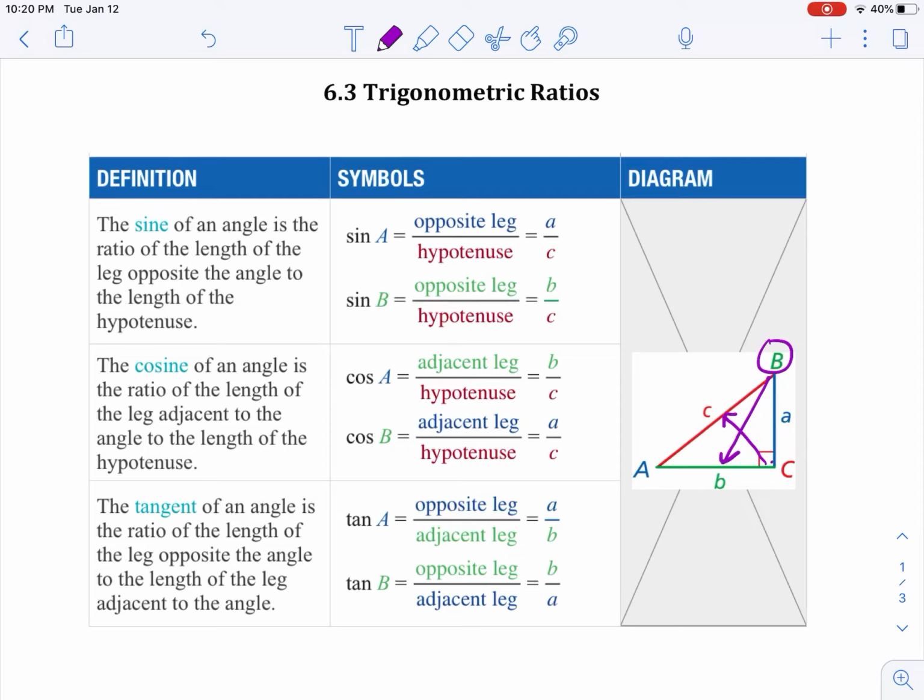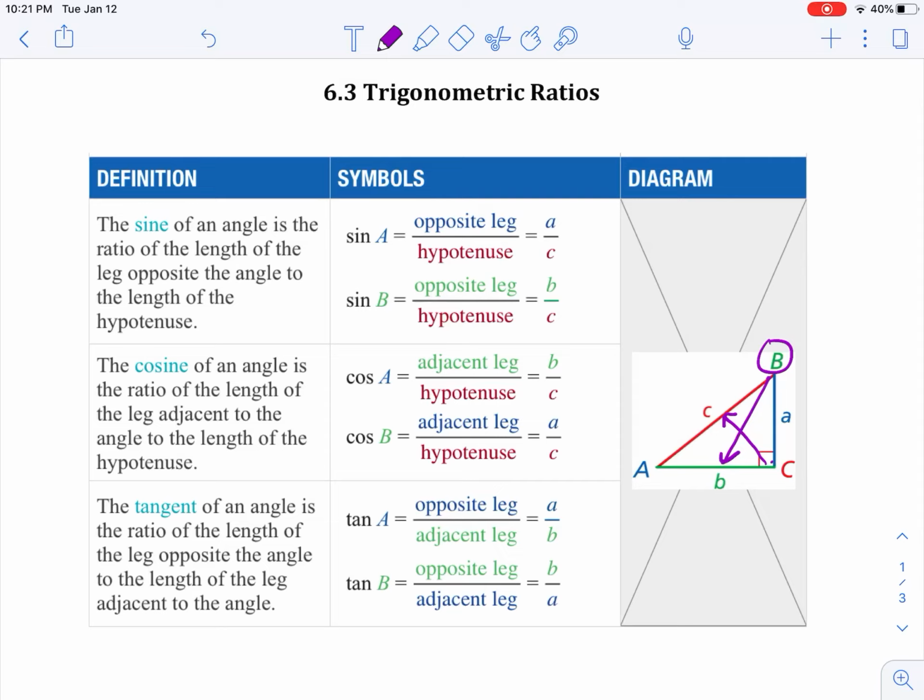So adjacent is a synonym for the word next to. So you want to figure out what side is opposite the angle, what side is next to the angle, and where is your hypotenuse. And we're going to create fractions. We're going to pick two of those sides and create fractions. So which two are we going to pick? How do we know which two to pick out of the three sides?